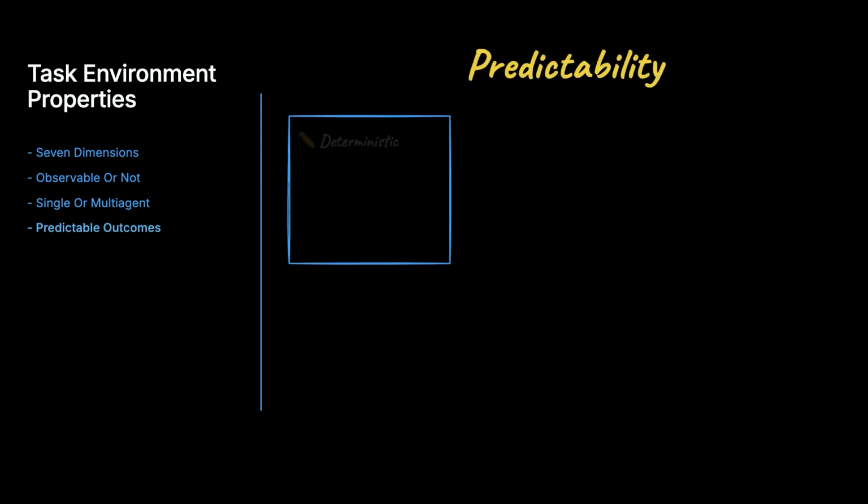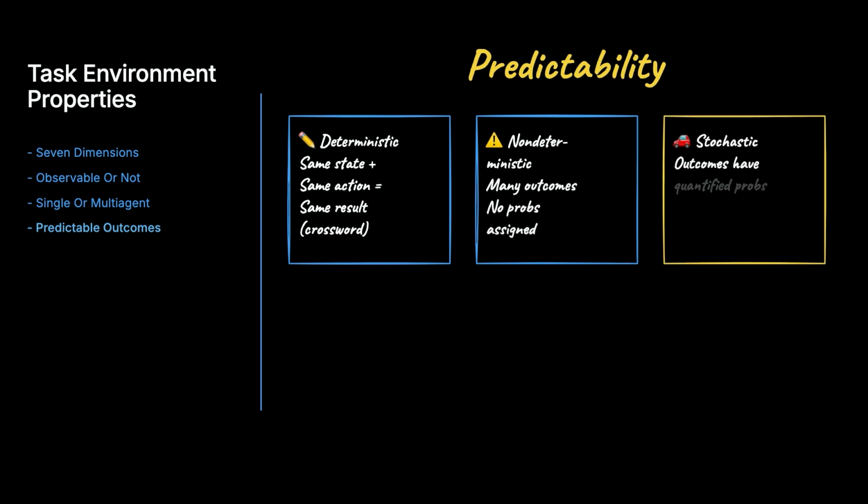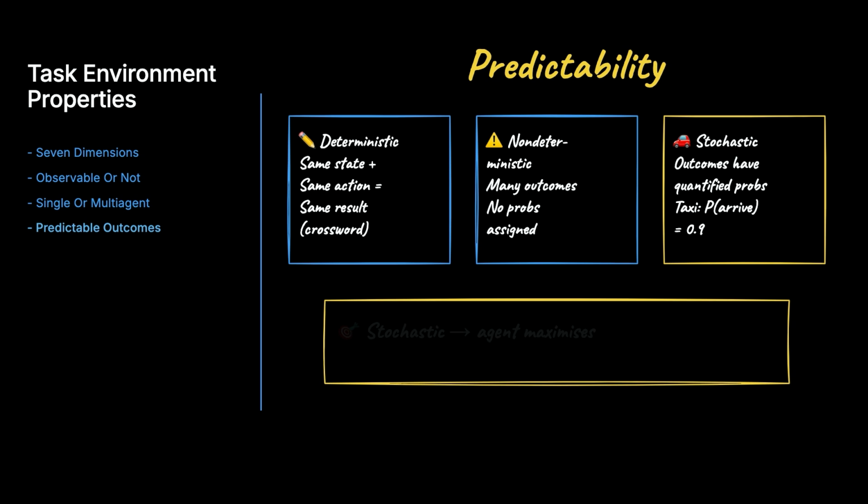The third dimension is predictability. A deterministic world means the same action in the same state always gives the same result, like writing a letter into a crossword. Uncertainty has 2 flavors. Non-deterministic means several outcomes with no probabilities. Stochastic means outcomes with quantified probabilities, like taxi driving, which lets the agent choose the best average action.